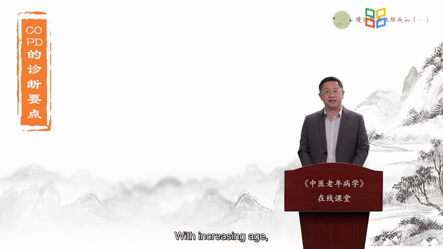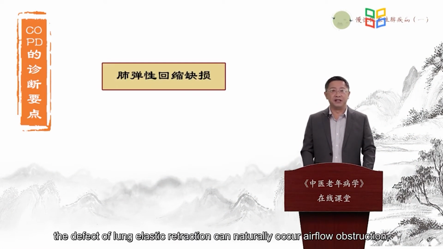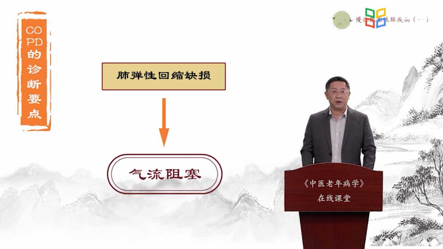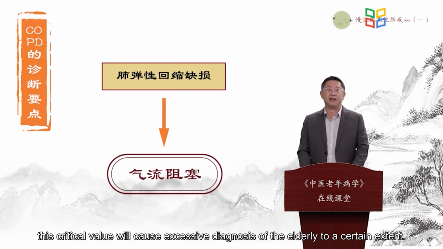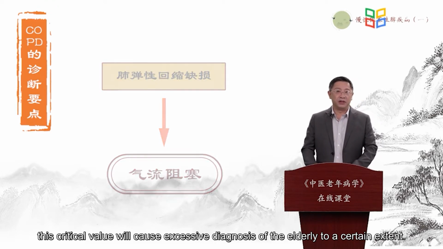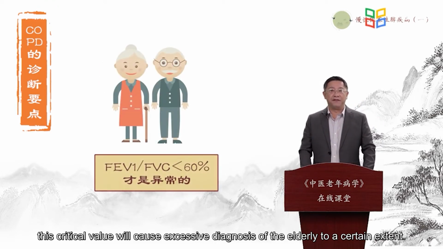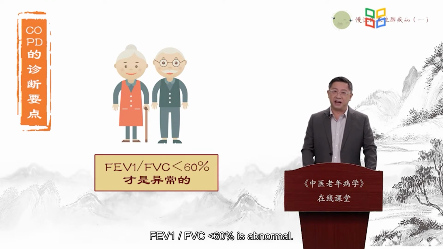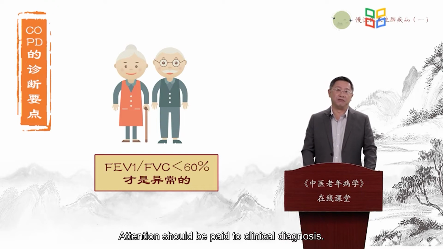With increasing age, the loss of lung elastic recoil can naturally cause airflow obstruction. This critical value may cause overdiagnosis in the elderly. For most elderly people, FEV1 to FVC less than 60% is abnormal. Attention should be paid to clinical diagnosis.